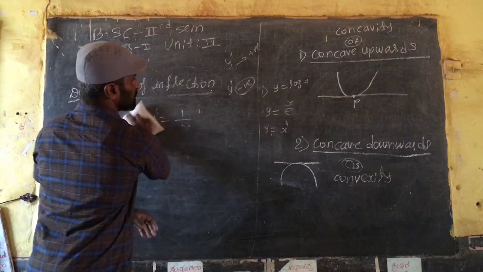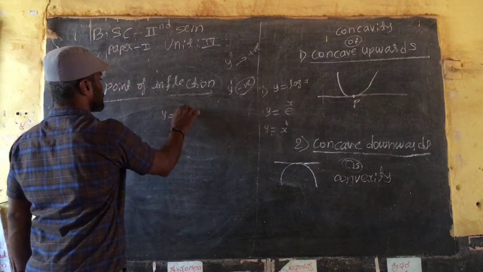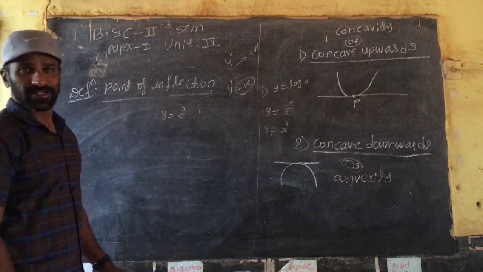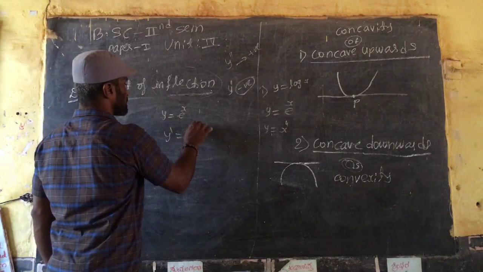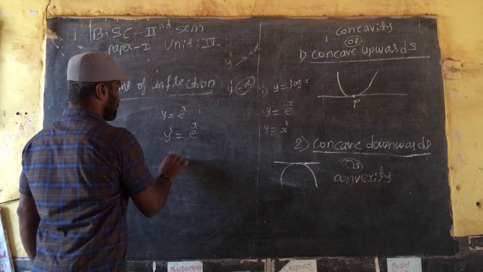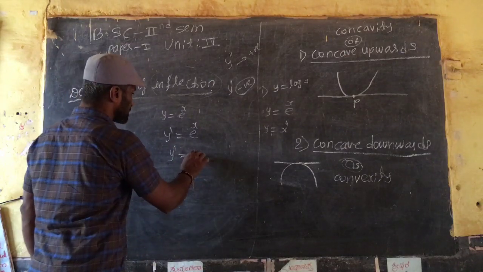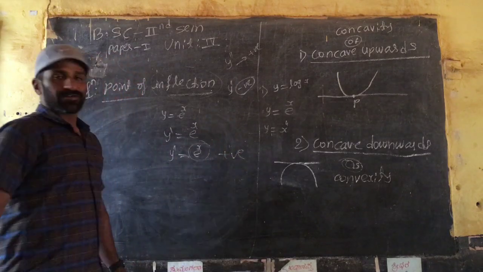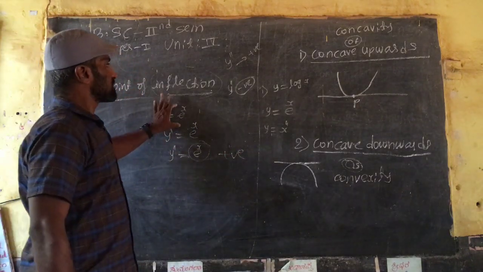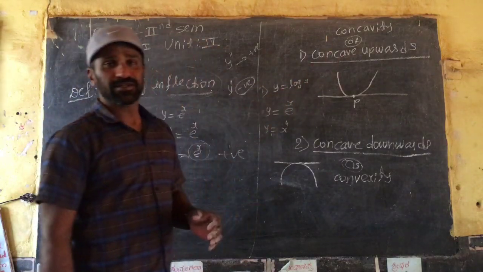So the first example is finished. Second example: y is equal to e raised to x. So y dash is equal to e raised to x, again positive. Y double dash: the differentiation of e raised to x is again e raised to x. So that value is again positive, and this point is called concave upwards, or concavity.